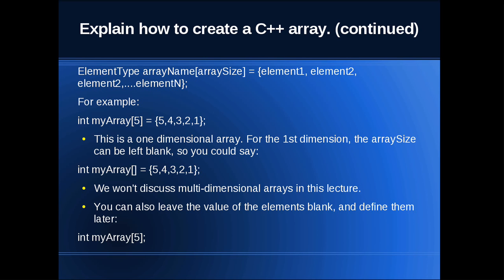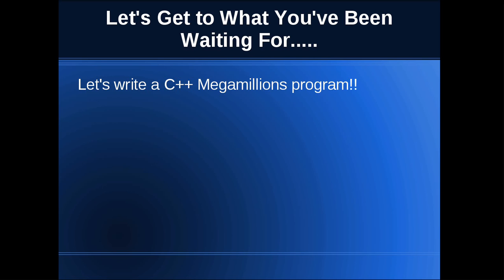You can also leave the value of the elements blank and define them later. So instead of me putting in the curly brackets and saying it's equal to 5, 4, 3, 2, 1, I can just say int space my array bracket 5 close bracket semicolon, and that just creates an array with 5 elements, but the elements are undefined.